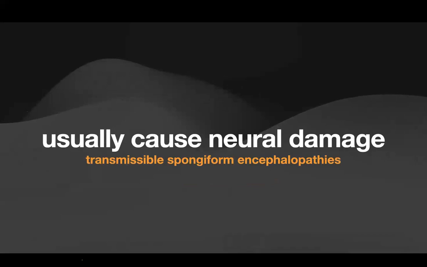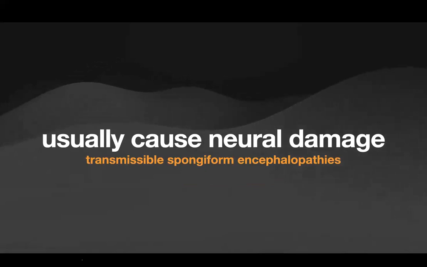Usually these diseases cause neural damage, they cause brain damage, and the umbrella term for all those conditions is transmissible spongiform encephalopathy. Transmissible is basically telling you it can spread. It can spread from one person to another, and from animals to humans. Spongiform has to do with the brain, and encephalopathy because it causes literal brain damage.